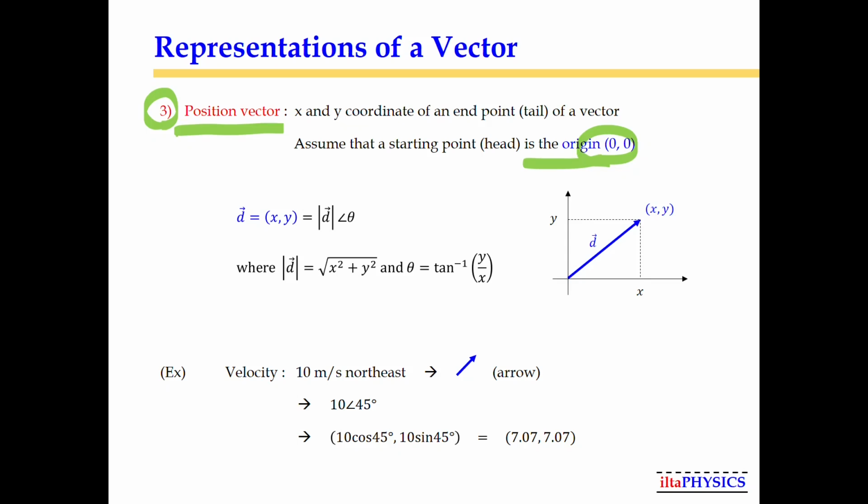The x and y components connect directly to the vector's magnitude and direction. In fact, the magnitude comes from the Pythagorean theorem, and the angle comes from the arctangent of y over x in trigonometry. So, the same vector, say 10 meters per second northeast, can be shown as an arrow, in polar form, or as a position vector with coordinates.